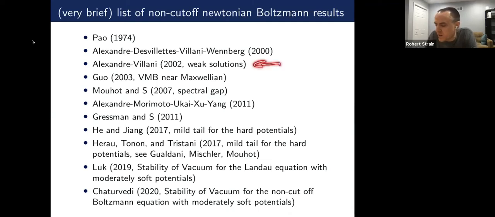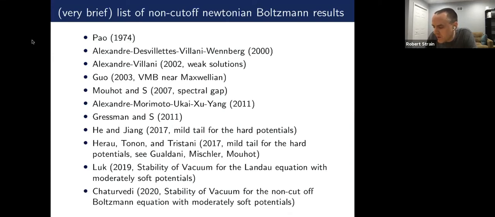And Alexandre and Villani then in 2002 proved the existence of renormalized weak solutions with defect measure for the Newtonian Boltzmann equation without angular cutoff, which generalized the results of DiPerna-Lions to the case without angular cutoff. And Yan Guo proved in 2003 the global stability of the Vlasov-Maxwell-Boltzmann system near Maxwellian. That was for the cutoff Boltzmann equation, but the results are very useful and important for what I'm talking about, so I mentioned that too. And then with Clément Mouhot, I studied the spectral gap for the non-cutoff Newtonian Boltzmann equation.